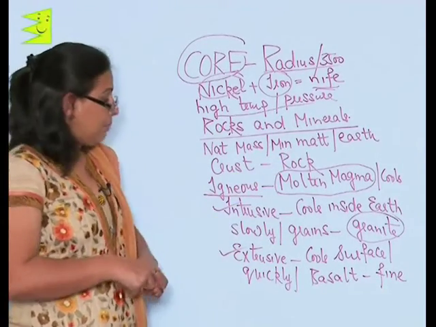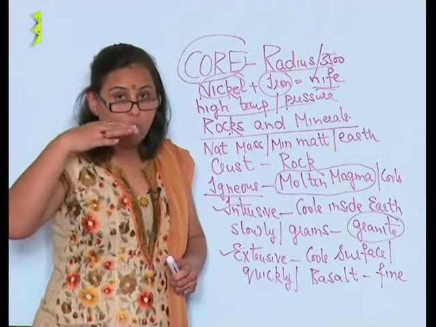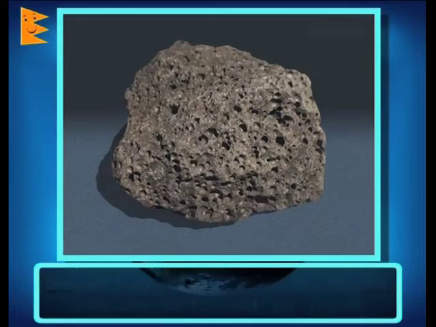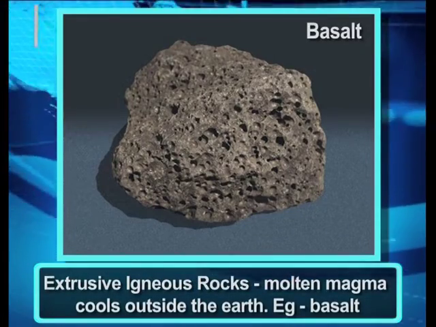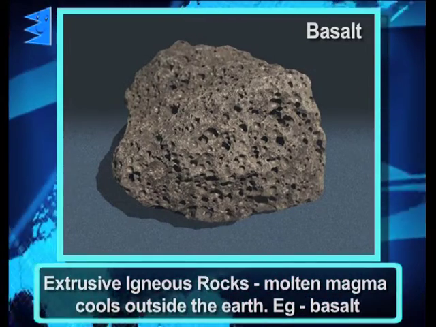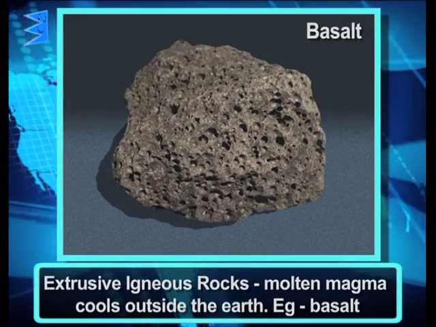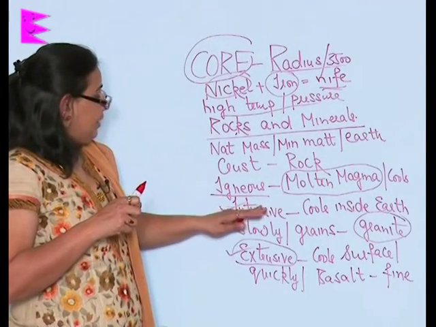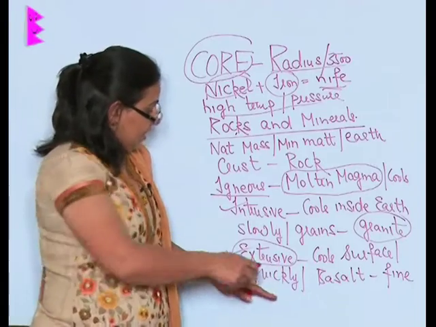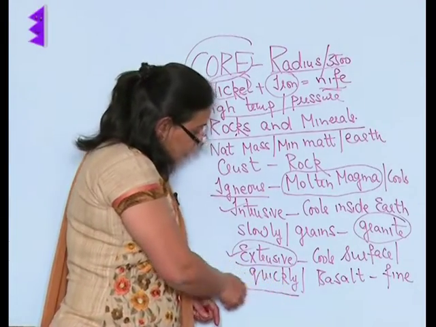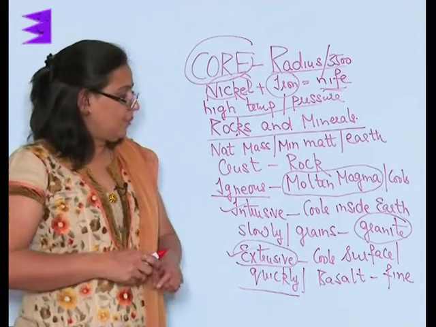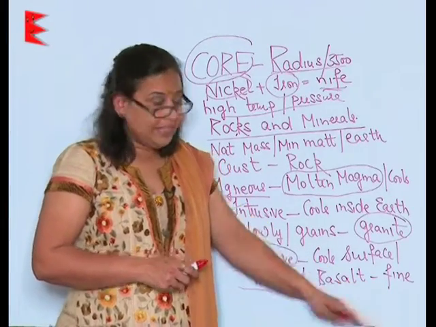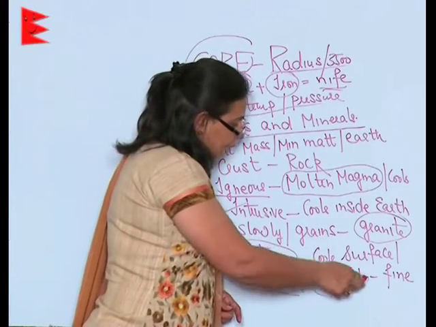But what happens when the magma cools on the surface of the earth? This is called extrusive igneous rock, that is when the magma is cooling on the surface. Now in the extrusive, we see that the magma actually cools very quickly. That is why it has very fine structure. And the best example is that of basalt.